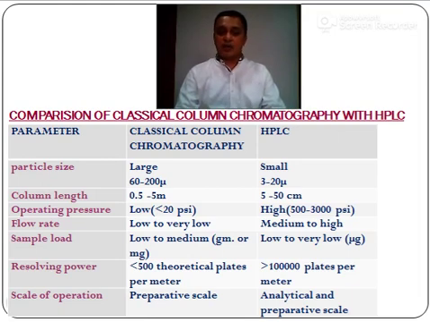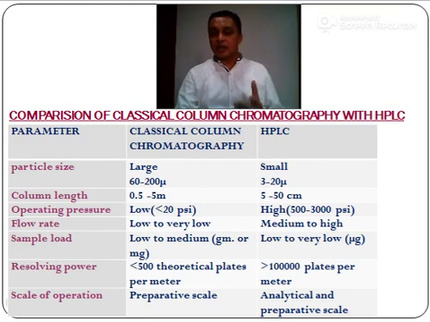The resolution power is less than 500 theoretical plates per meter in column chromatography, but in HPLC it is more than 1 lakh plates per meter. Here resolution power depends on the plates. According to the theory of chromatography, when the number of plates is more, your compounds go through equilibrium more times, they are separated out very fast, and good resolution is also seen.